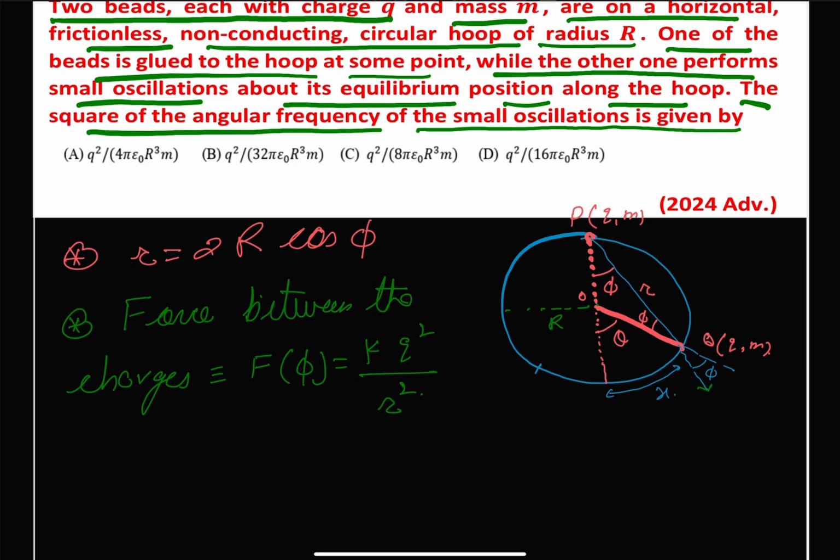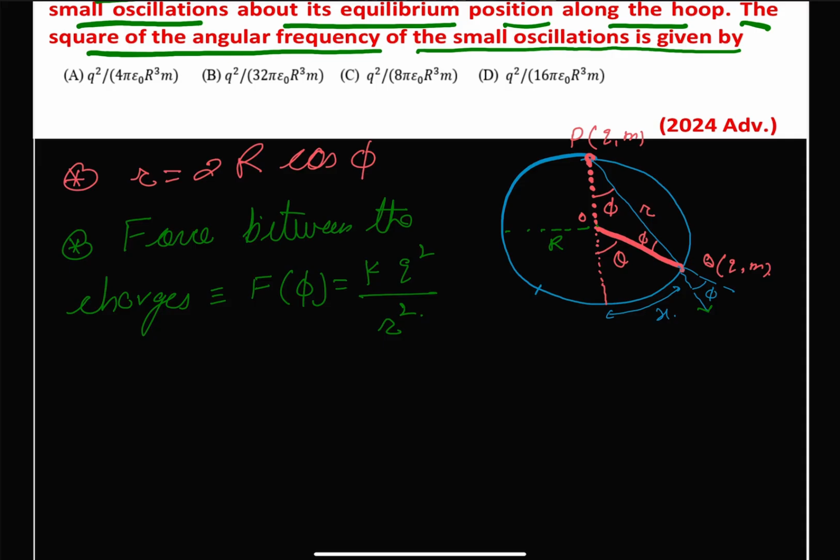So let me draw this point Q. So this is point Q, and we have the force F, and the angle is our phi. So this force we can divide into two components. One will be F cos of phi, and the other one will be F sin of phi. So the restoring force that will be acting is F sin of phi.